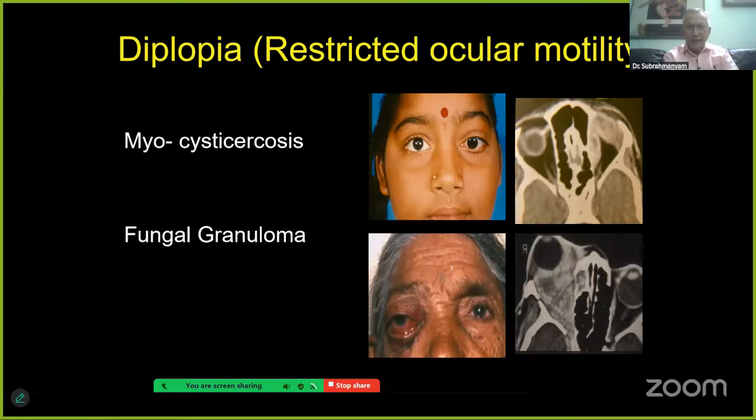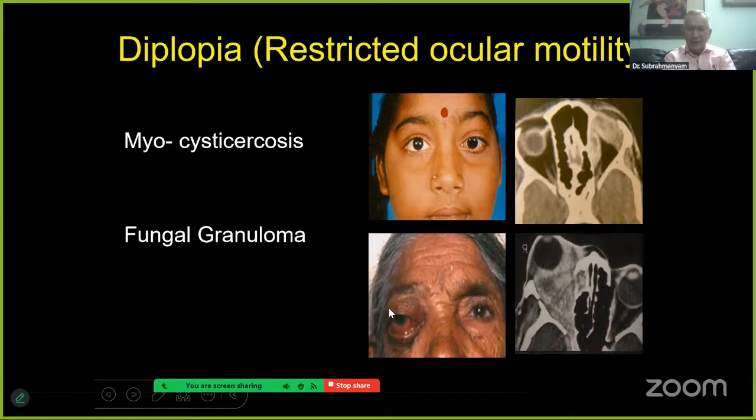Here is a patient with myocysticercosis with motility restriction. This is the reflected tendon of the superior oblique. Here you can see the superior oblique is grossly enlarged. Both here and here you can see the cyst with scolex. So this is a case of multiple cysts involving the superior oblique, two cysts, with motility restriction, pain and diplopia, which responded to steroids and albendazole.